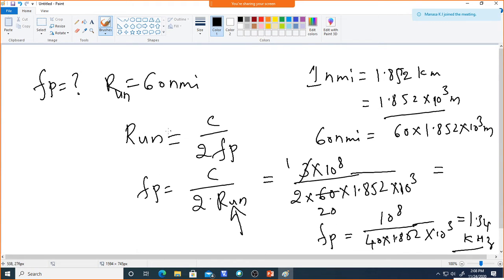So now find the corresponding pulse repetition period, that is TP. You know it is the inverse of FP. This will be useful in further calculations. You just find out what TP is. So 1 over 1.34 kilohertz. In terms of milliseconds, how much will it come to? So write it.